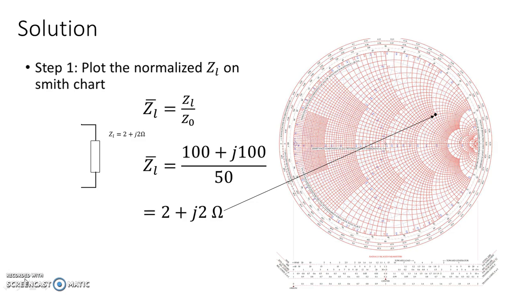How to plot this? We have to find the resistance circle, which is this circle with a value of 2, and we also want to find the reactance circle having a value of 2, and wherever they intersect or meet, that point is the ZL impedance as shown in the figure.